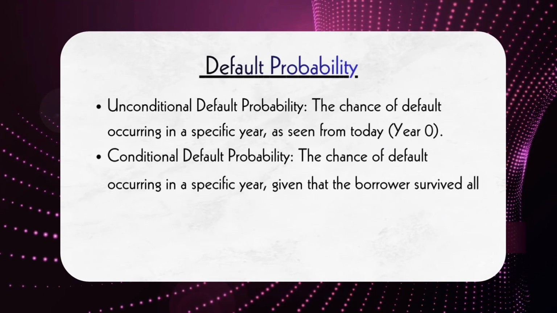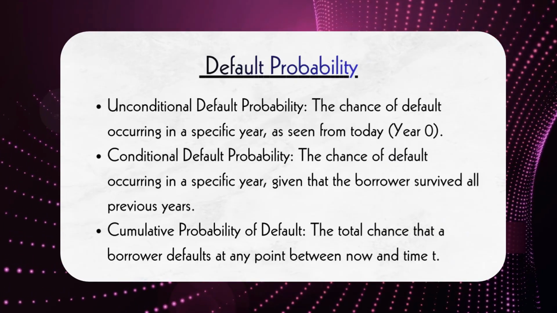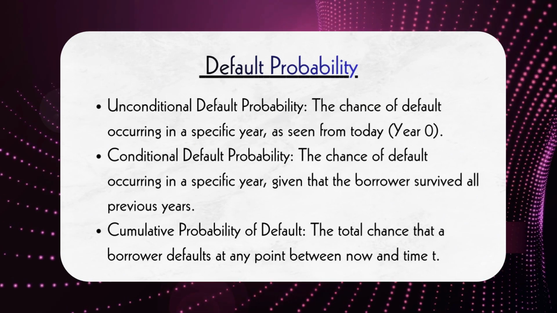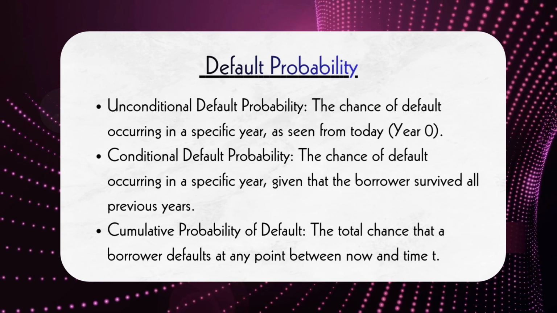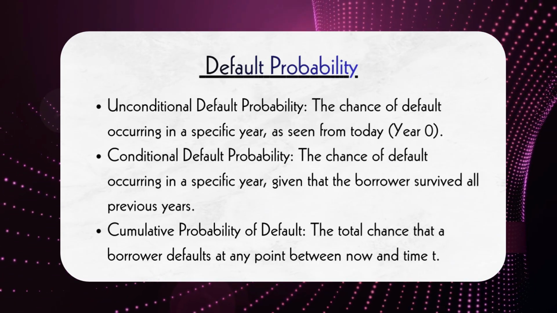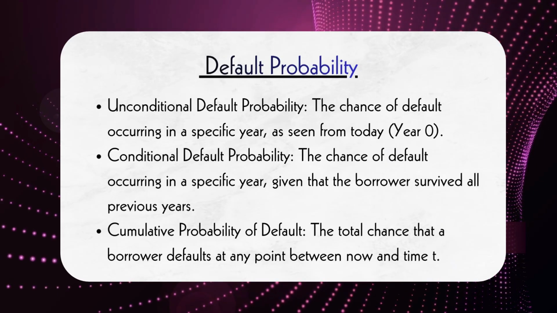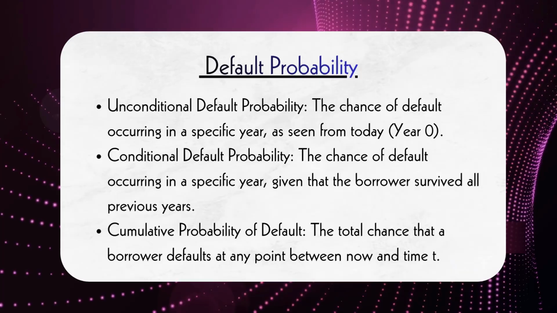When we look at these risks over a timeline, we distinguish between unconditional and conditional default probabilities. The unconditional default probability is the marginal probability of default in a specific year as seen from today. For example, if a BB-rated bond has a 4.99% chance of defaulting by year 4 and a 3.46% chance by year 3, the unconditional probability for year 4 is 1.53%.